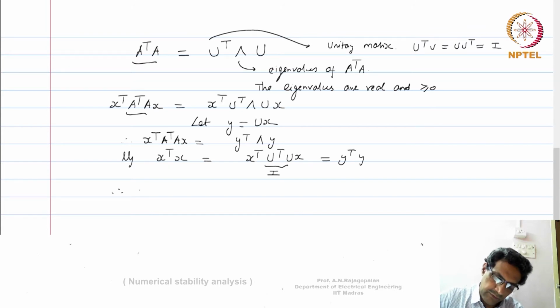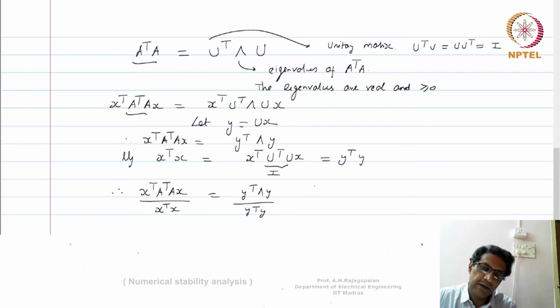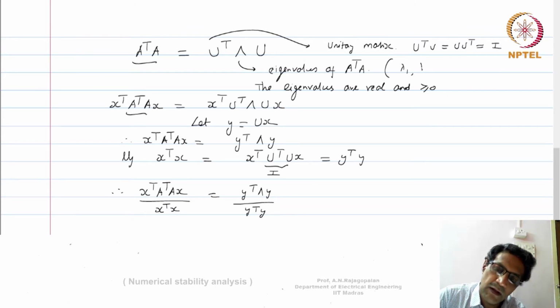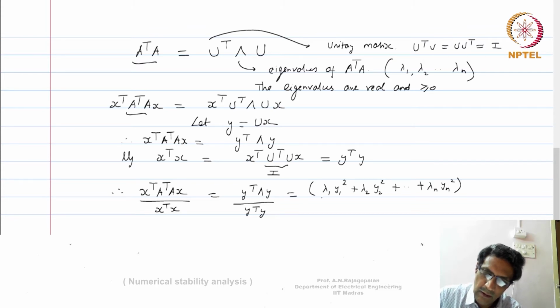Therefore, X transpose AX upon X transpose X becomes equal to Y transpose diagonal Y upon Y transpose Y. If these eigenvalues are lambda 1, lambda 2, all the way up to lambda n, then this becomes equal to lambda 1 y1 square plus lambda 2 y2 square, all the way up to plus lambda n yn square, upon y1 square plus y2 square plus yn square.